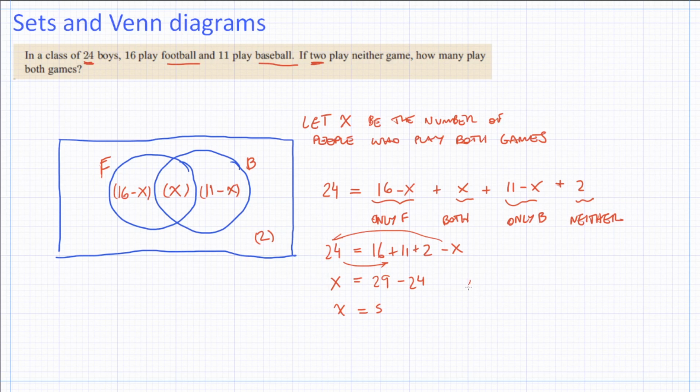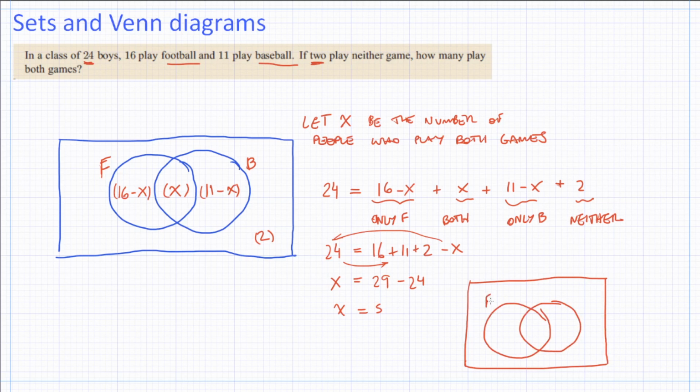So we could actually just redraw our Venn diagram. This is F, this is B. Now there's 2 people outside who play nothing. 16 minus X is going to be 11 people who play football, 5 people who play both, and baseball is 11 minus X, therefore it's 6. Now if we add those up, 11 plus 5, that's 16, plus 6, 22, plus 2, 24. So it works, it matches.